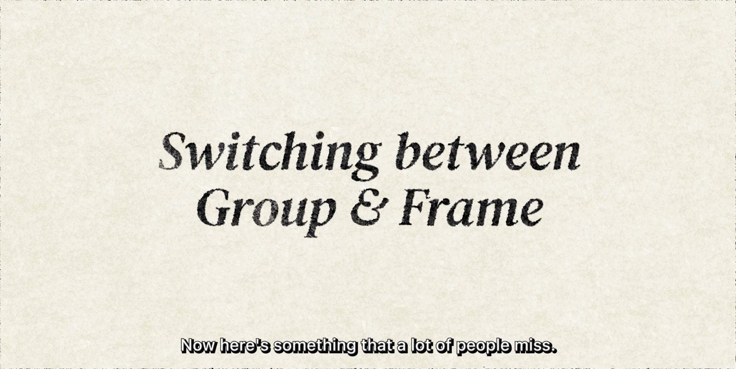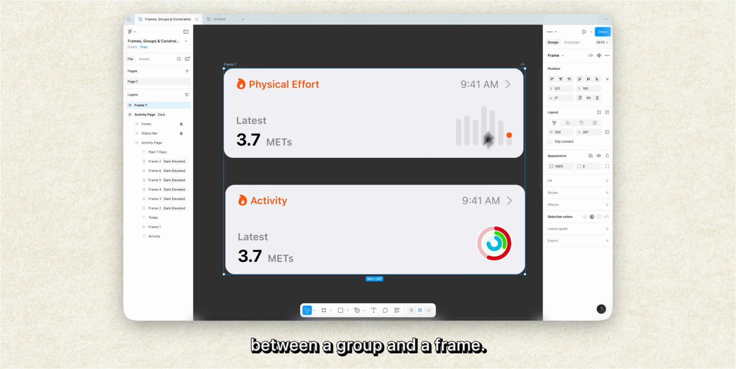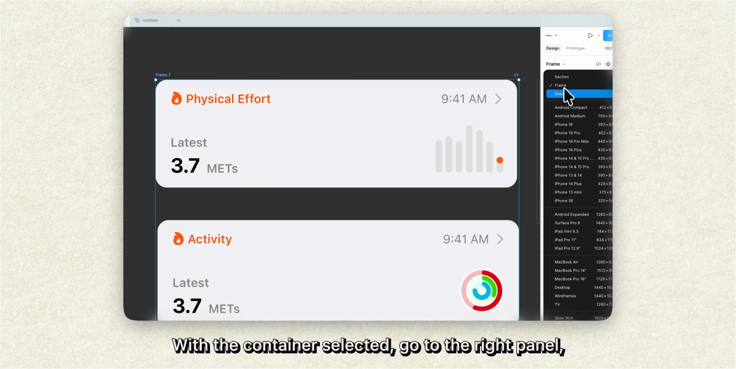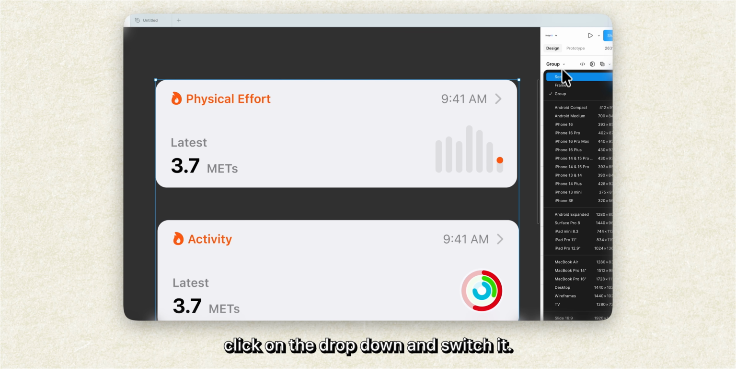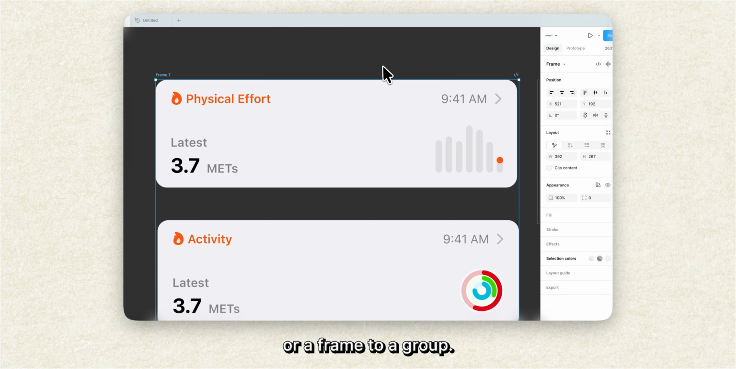Now, here's something that a lot of people miss. You can actually switch between a group and a frame. With the container selected, go to the right panel, click on the drop-down and switch it. You've just changed from a group to a frame or a frame to a group.